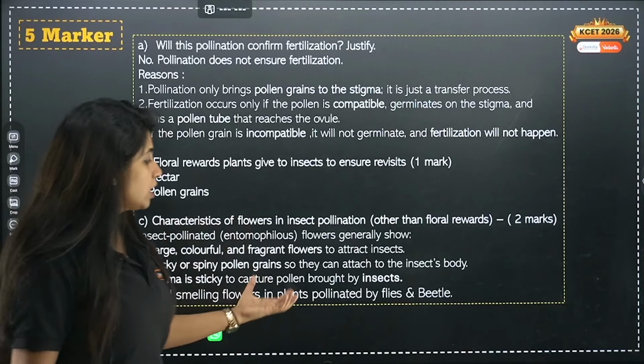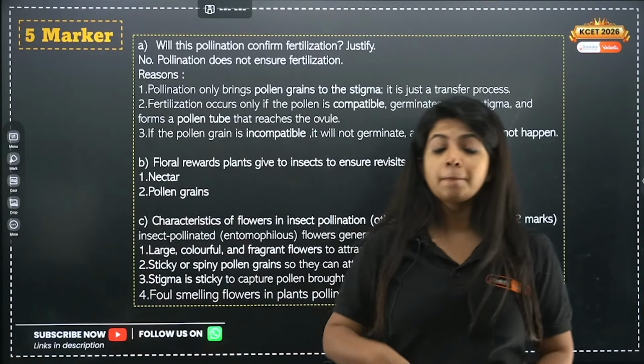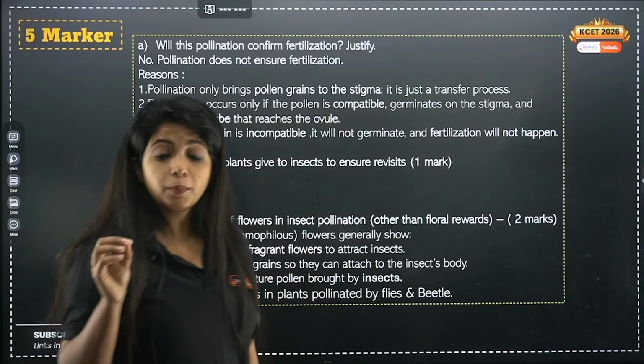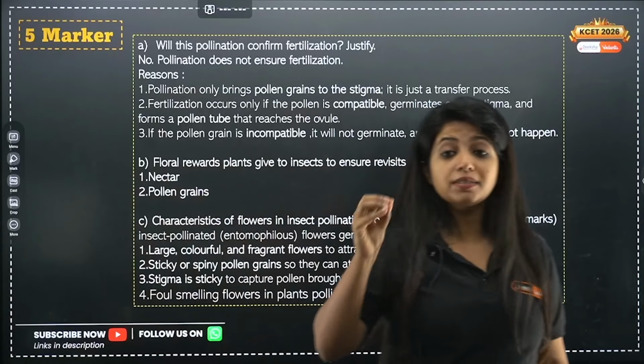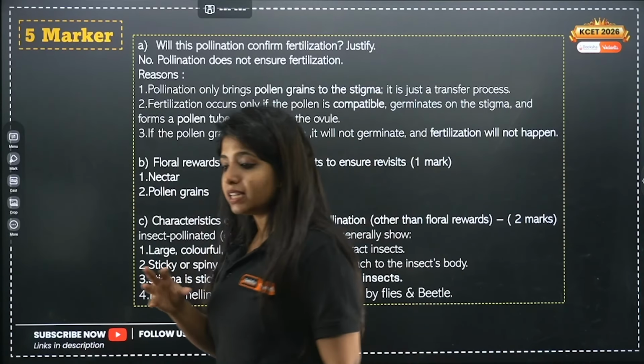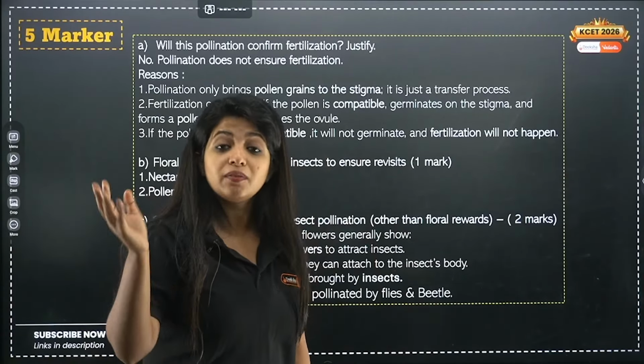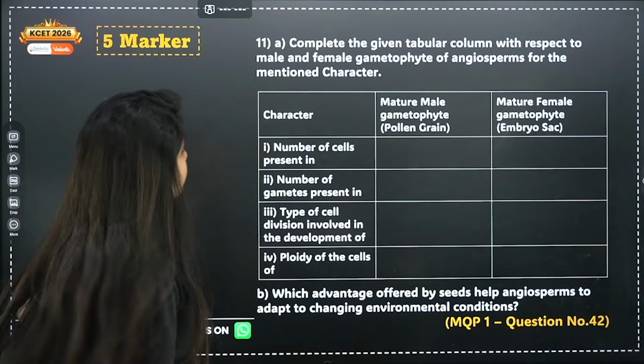Foul-smelling flowers are there in plants pollinated by flies and beetles. Similarly, remember the examples of wind and water pollinated plants. Wind pollinated, you have grasses and corn cob. Water pollinated, you have Vallisneria as well as Zostera. Remember, water lily and water lotus, even though they are in water, do not undergo water pollination.